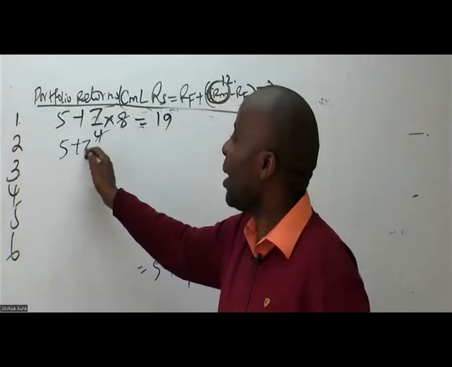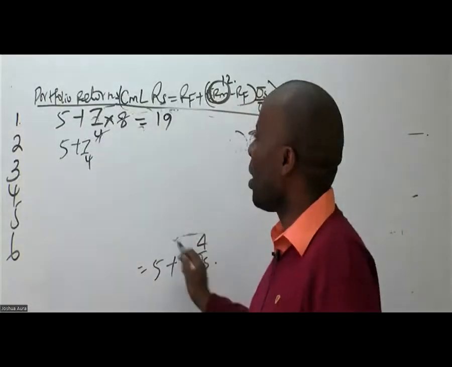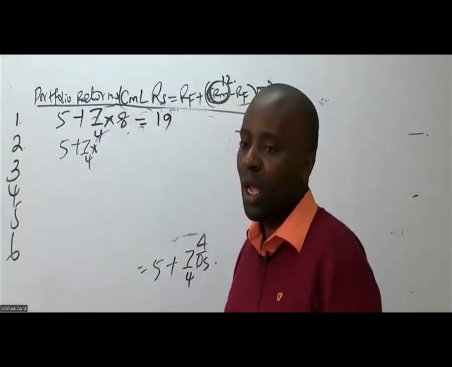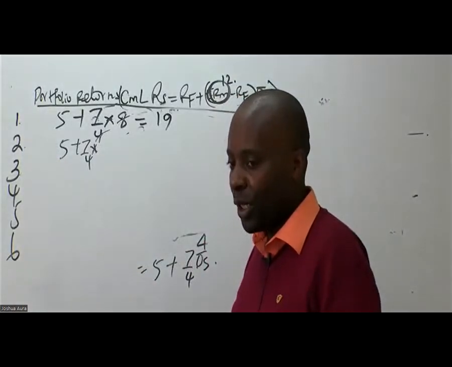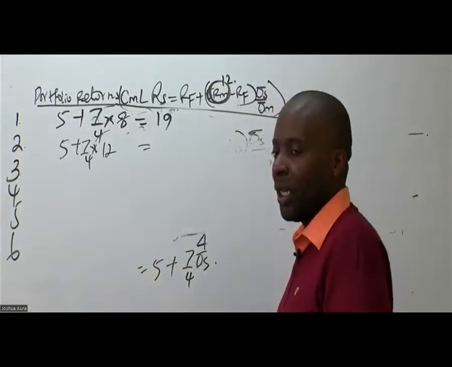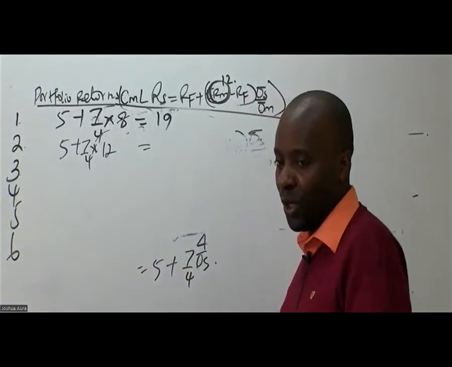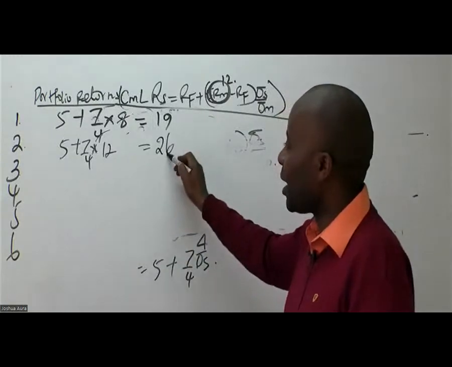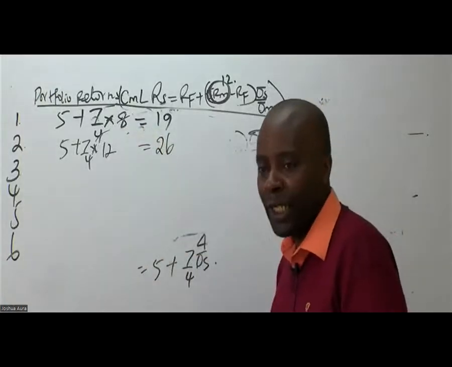I'll write 5 plus 7 over 4. I'll have this equation. But are you able to see the standard deviation of portfolio 2? It is 12. So at the end of the day, what answer am I going to get for 2 here? We have 20 what here? 26. You don't have to follow this.